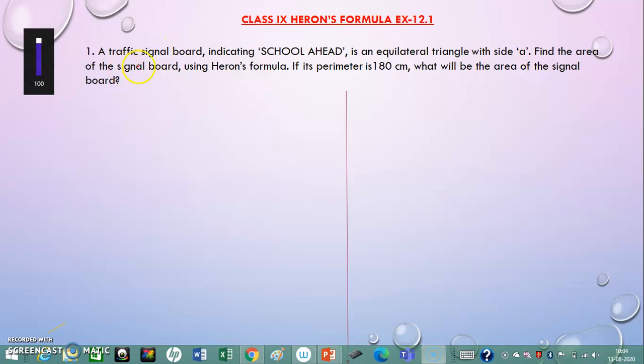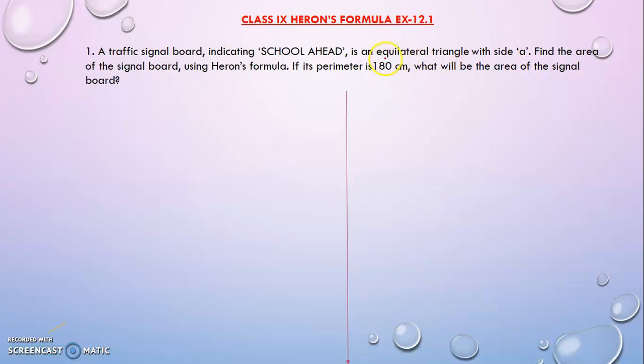First question: a traffic signal board indicating school ahead is an equilateral triangle. These are the keywords, you can underline them, students. Equilateral triangle with side A. Find the area of the signal board using Heron's formula. That is the first part. Then it says, if its perimeter is 180 centimeter, what will be the area of the signal board? So first we will do the first part.